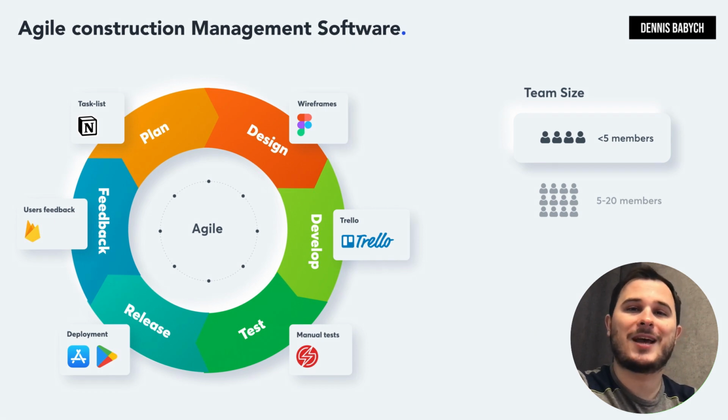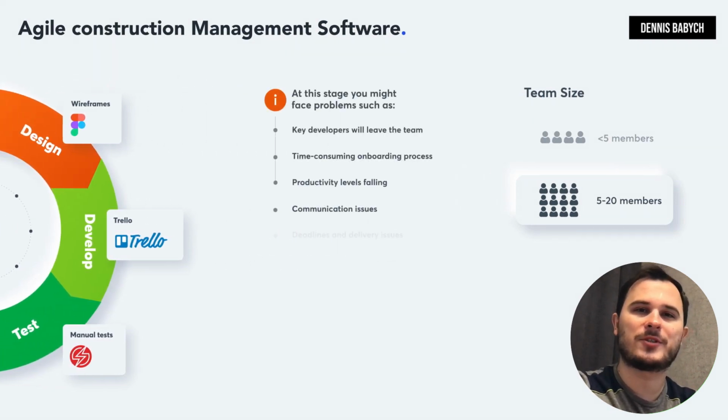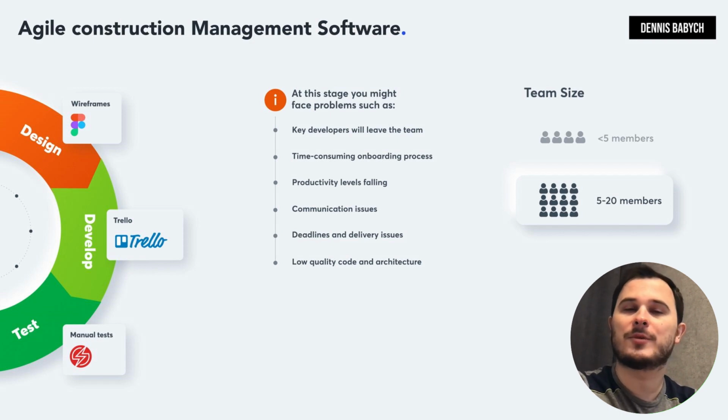However, as your team expands to 15 or more people, you may face some challenges, such as losing your key developers, complex and time-consuming onboarding processes, reduced team productivity, communication issues, missed deadlines, and a decline in code quality and architecture. To avoid these problems, it's important to hire a tech lead to oversee the team and code architecture, find a project manager with tech background, implement Scrum, sprints, backlog, and retrospective processes, conduct daily stand-ups to keep everyone updated on pending tasks, utilize advanced tools like Jira to manage tasks, and track your team velocity.